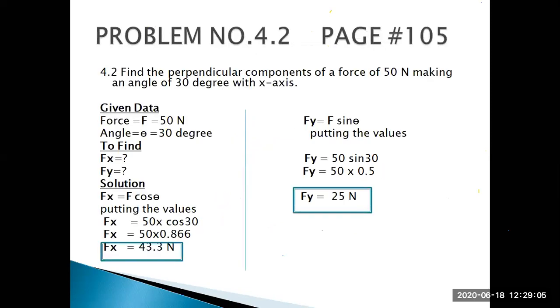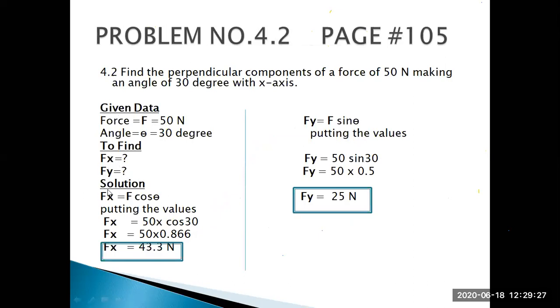Next, problem 4.2. Find the perpendicular component of a force which is 50 Newton making an angle of 30 degrees with the x-axis. So in this numerical, force is 50 Newton and angle is given as 30 degrees. So what is required? The horizontal component of force and the vertical component of force.